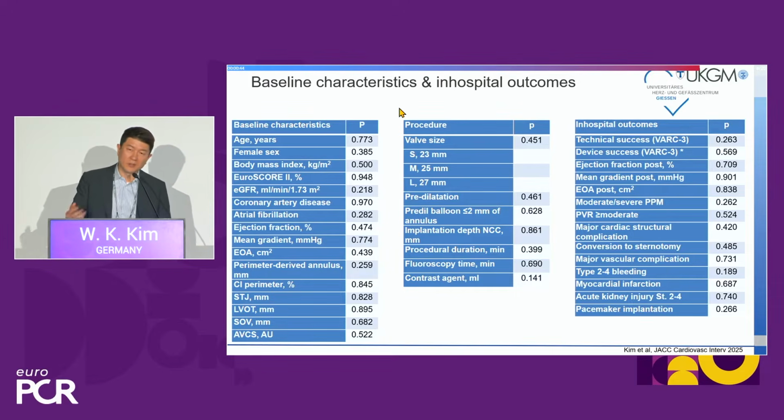Some of you may say maybe those patients with underexpansion had more calcification or different characteristics, comorbidities. If you look at the baseline characteristics, no difference. Especially calcification was similar between the two groups. Also in terms of procedural aspects, there was no difference in predilatation, also other aspects. And what is very remarkable, I think, is that immediate in-hospital outcomes were similar. So technical success was the same, device success, mean gradients, EOA, etc. No signal for more complications in this group.